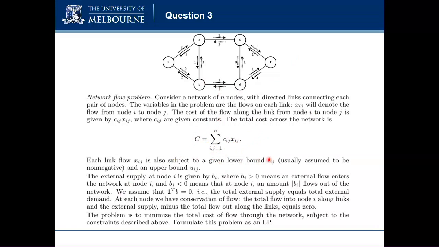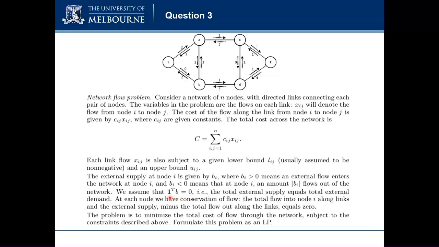The question says that these link flows are lower bounded by Lij for link ij between the nodes i and j, and upper bounded by Uij. If there is an external supply at a given node i, then Bi is positive, meaning an external flow enters. If Bi is less than 0, then the flow exits the network. I'm keeping it very abstract, whatever the flow. And we can assume that the sum of the Bi equals 0.